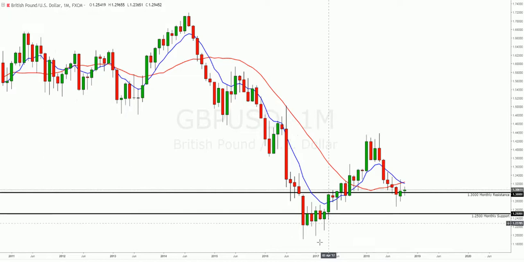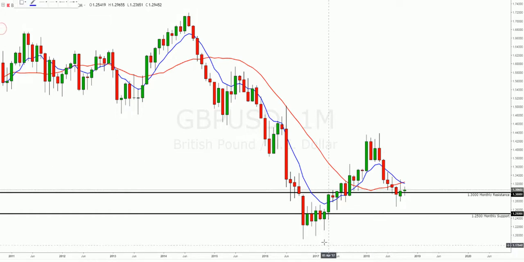However, I can't help but look at this as a higher low, which it will be if we can confirm a break back above these moving averages this month. So bear in mind this 1.322 level when we're looking at smaller time frames to see the significance there.